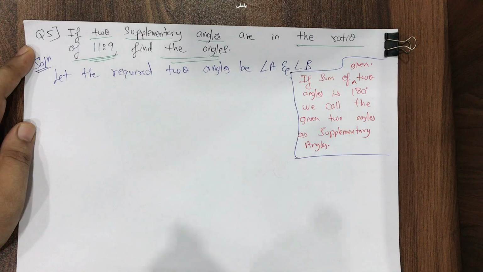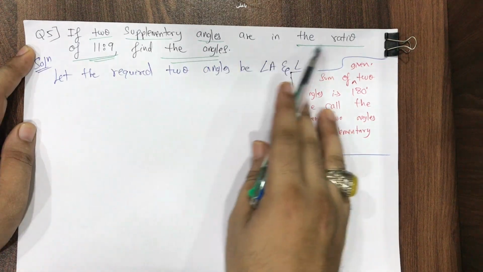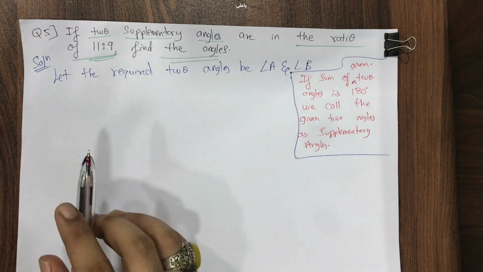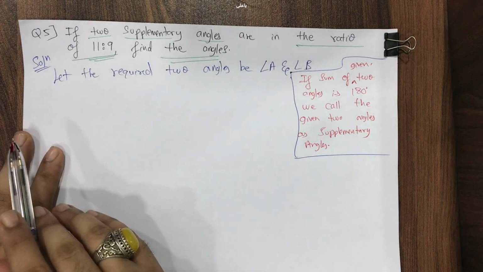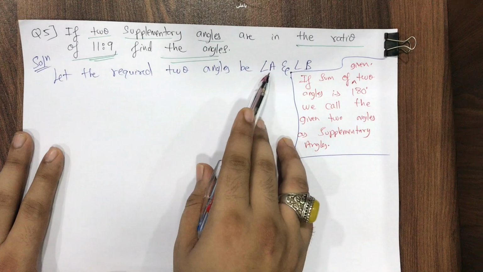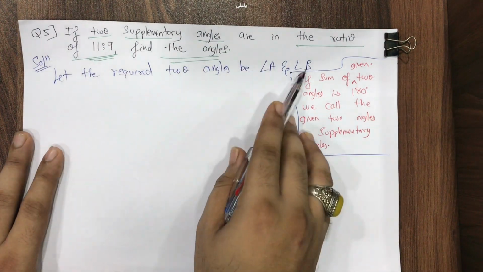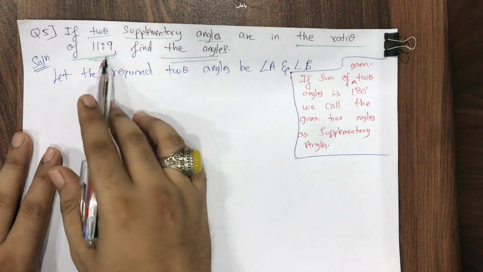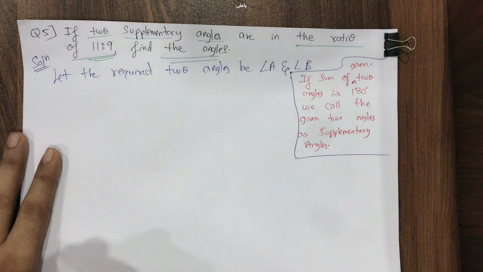Now let's read. If two supplementary angles are in the ratio of 11:9, I have explained this plenty of times: whenever ratios are given, this does not mean that angle A's value is 11 and angle B's value is 9. Ratios are always the reduced forms.